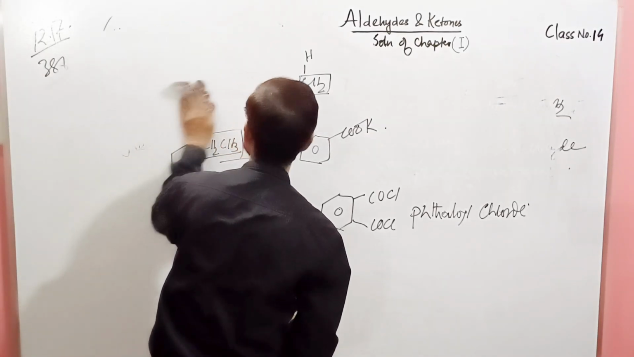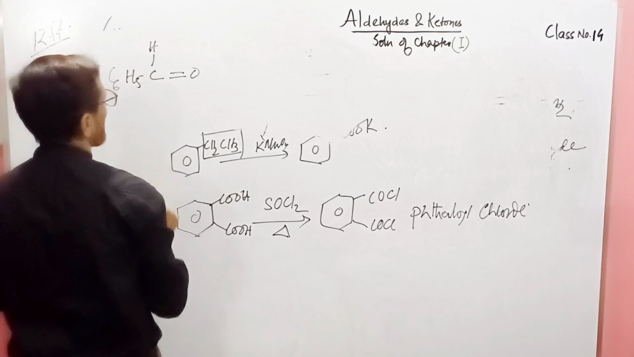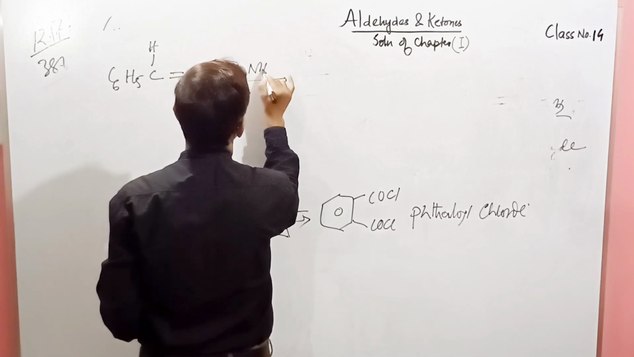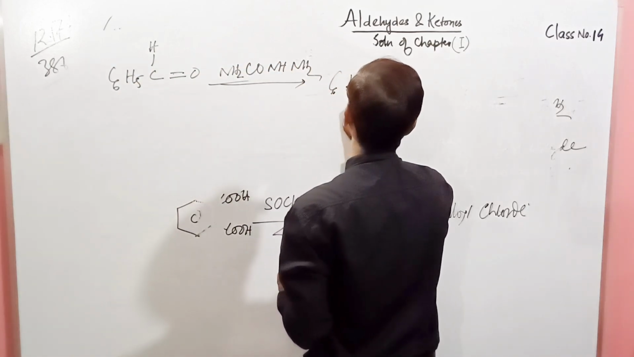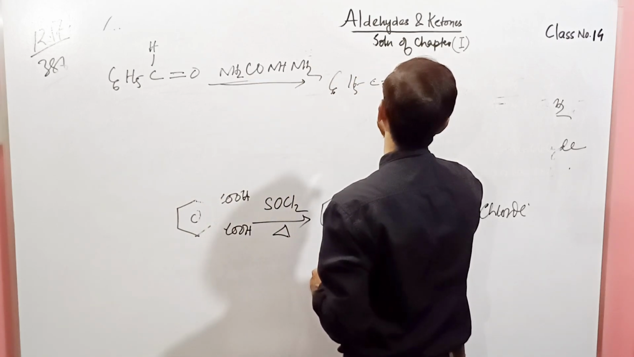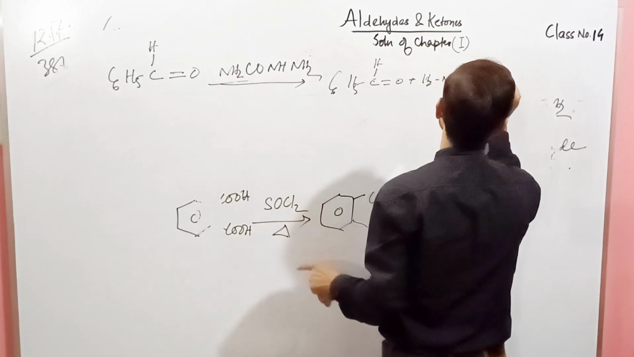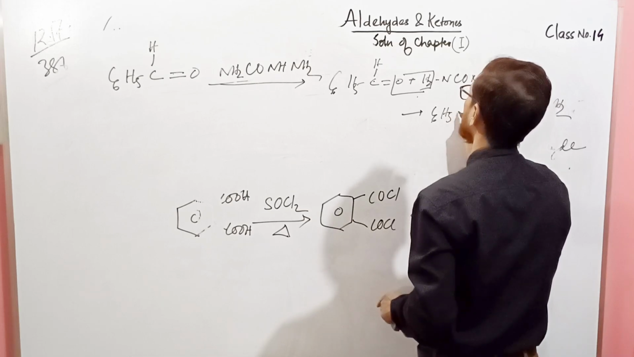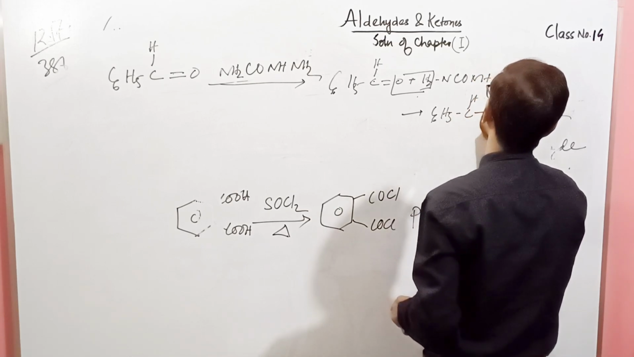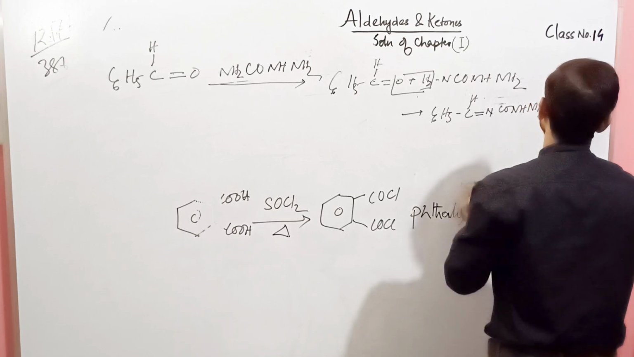Next one is C6H5 CHO, meaning benzaldehyde, with NH2 NHCO NH2. Again this is very simple. C6H5, and you write the H like this, make it water. The answer is C6H5 CH double bond N CONH NH2.